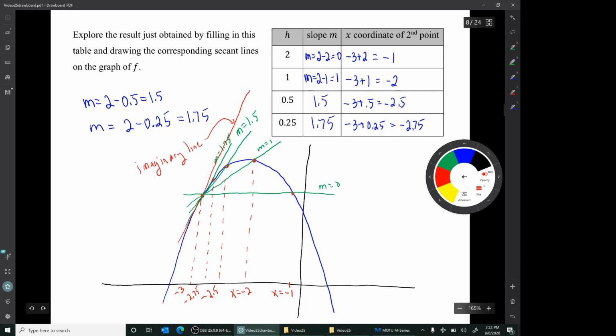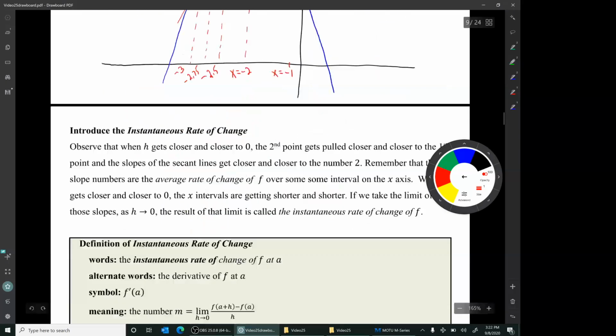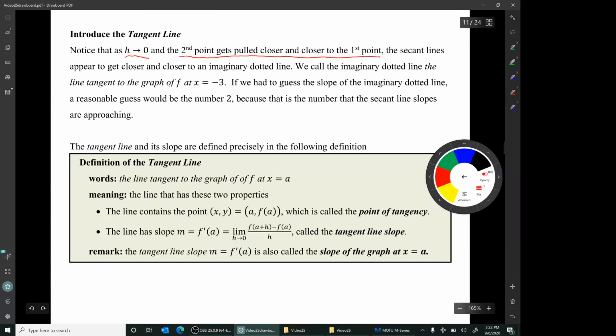So notice that those secant lines seem to be getting closer and closer to that red line. We call that imaginary line the line tangent to the graph of f at x equals -3. Now, if we had to guess the slope of that line, a reasonable guess would be the number 2, because that's the number that the secant line slopes are approaching. Let's go back up.